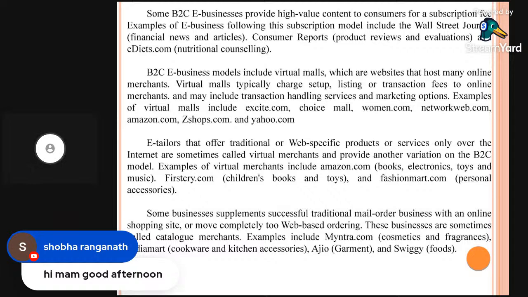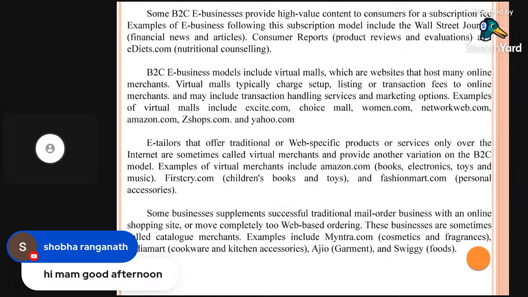Some businesses, which are successful traditional mail order businesses with an online shopping site, move completely to web-based online. These businesses are sometimes called catalog merchants. Examples of these catalog merchants include Myntra.com, which is specifically for cosmetics and fragrances. Then we have IndiaMart, where you can find cookware and kitchen accessories, and Ajio, which is for garments, and Swiggy, Zomato, all these things, the food orders.